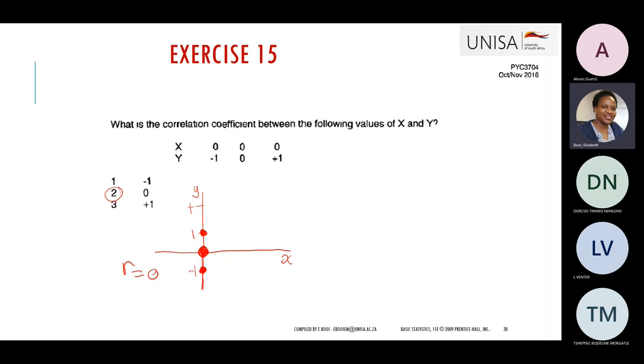So you see, you don't even need to go and do the calculations that I showed you, to calculate your sum of X and Y, your sum of X, your sum of X squared, so that you can substitute into the formula and calculate. You don't even have to worry about that. All you need to do is use the scatter plot to find your answers.